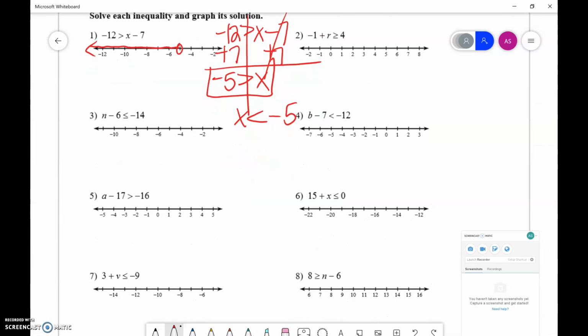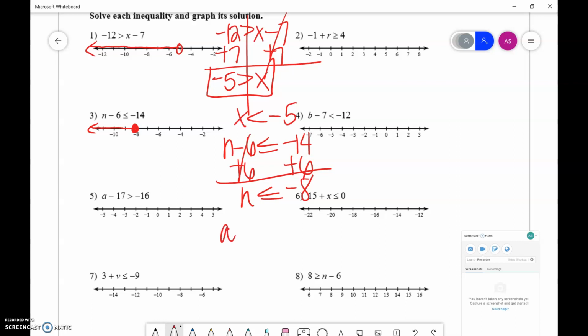All right, number 3, I have n minus 6 is less than or equal to negative 14. So I'm going to add 6 to both sides, and I get n is less than or equal to negative 8. This is less than or equal to for my sign, so we're going to have a closed dot this time. It's going to be going to the left, because that represents my numbers that are less than or equal to negative 8. So that'll be negative 8, negative 9, negative 10, all the way to negative infinity.